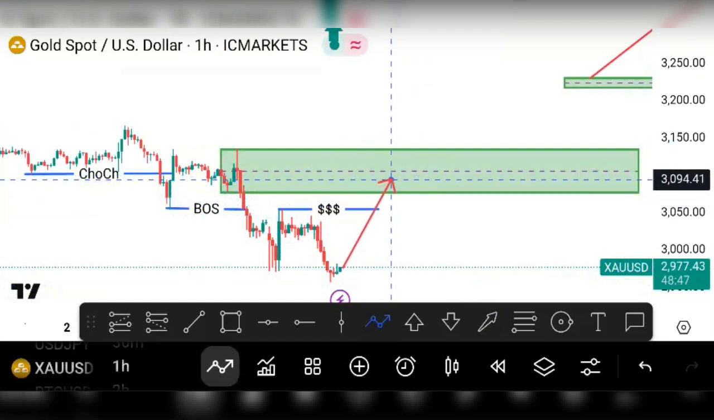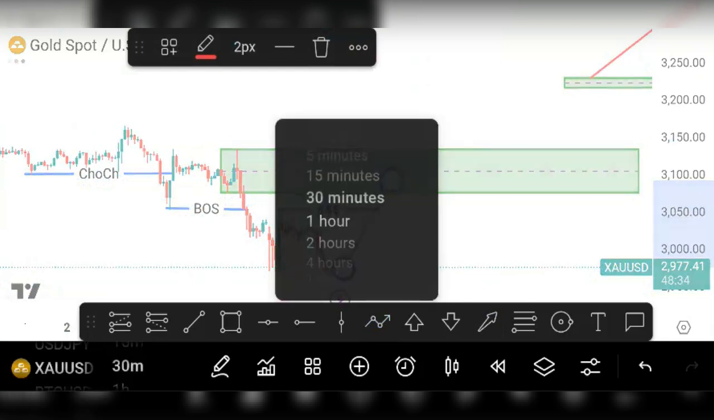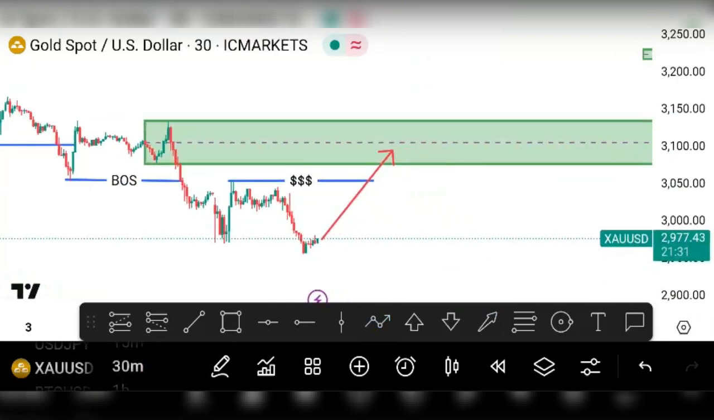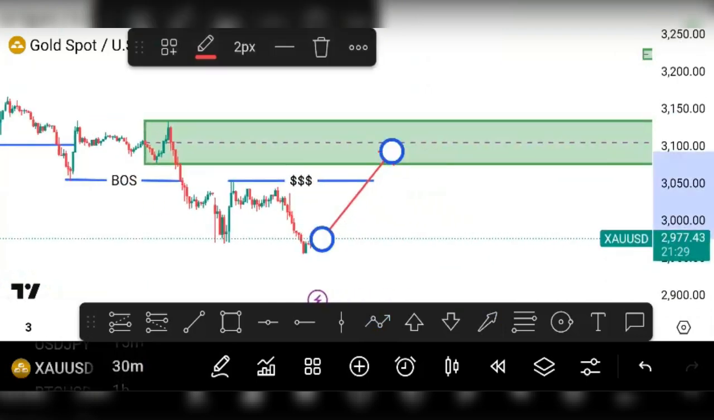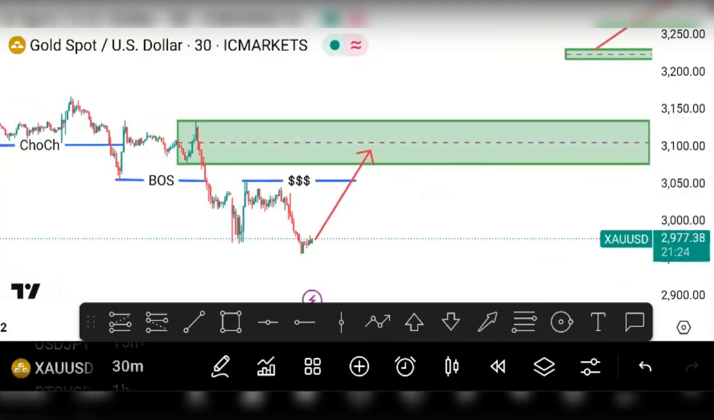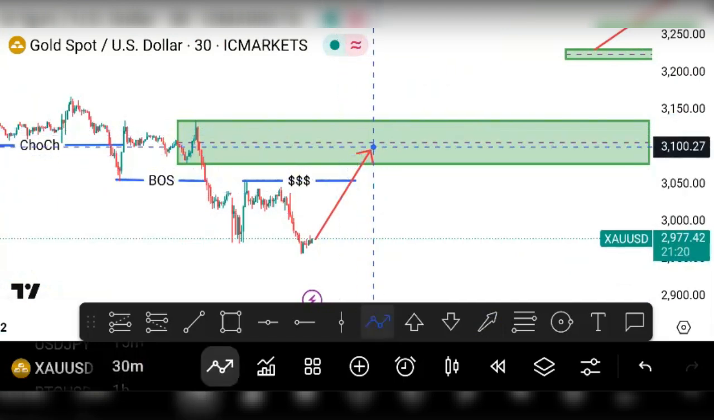So when price taps into our supply zone, we then what? Go to our entry time frame. My entry time frame is what? 30 minutes. I'll go to 30 minutes after price has tapped into my order block. This is my supply zone. I'll go to 30 minutes, then wait for confirmations to see whether smart money is about to sell.